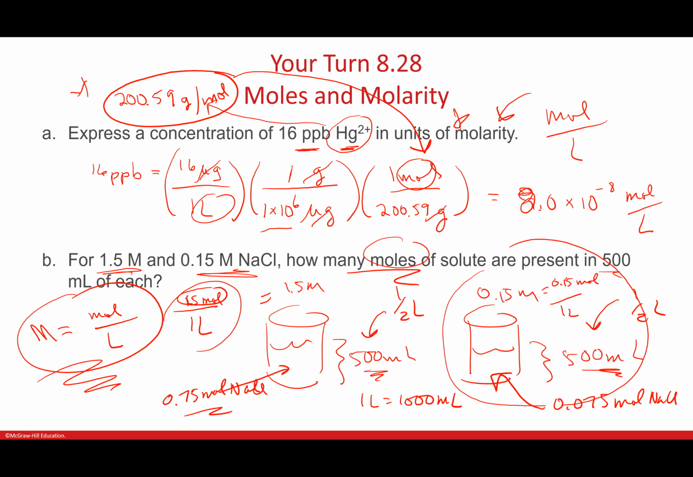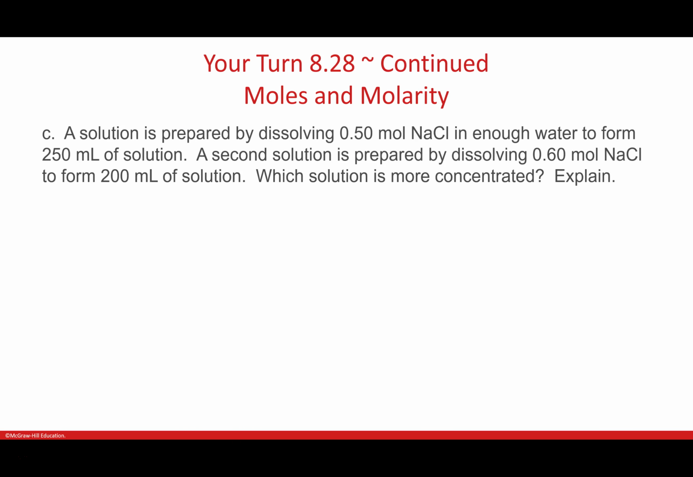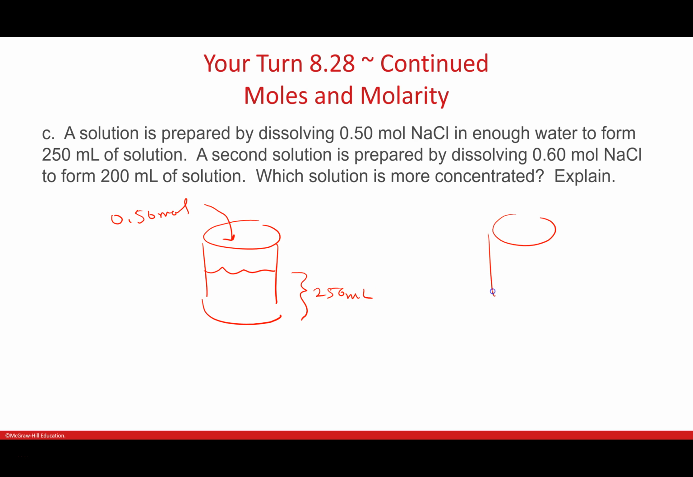Now, the way we did B is what we're going to do with C and D. So are you ready? Okay. So C looks like this. I have a picture here. I'll let you read it, and I'm going to draw my picture. Here's my first solution, and notice I'm putting 0.50 moles in it, and I've got a total volume of 250 milliliters. I am a firm believer in drawing pictures when doing chemistry problems.